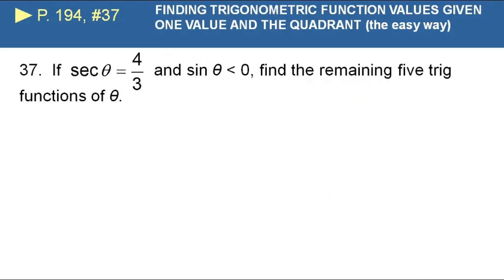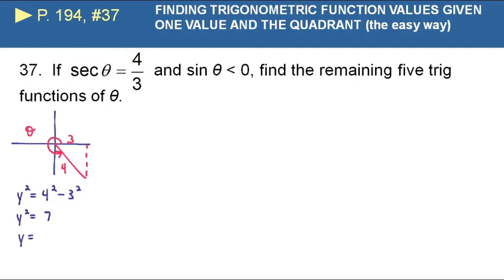And here's another similar problem. If secant of theta is 4/3 and sine of theta is negative, find the remaining 5 trig functions. Well, we just have to remember that secant is the reciprocal of cosine, so cosine is 3 over 4. That means we've got here x over r, so x is 3, r is 4, and we need to label this missing side, so we'll subtract these squares. 4 squared minus 3 squared is 16 minus 9, which is 7, and that means y squared is 7, so y is square root of 7.